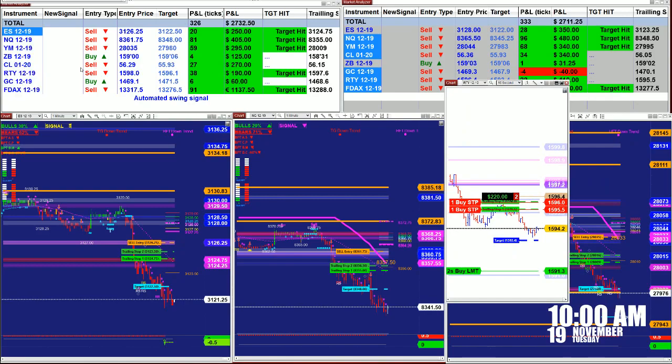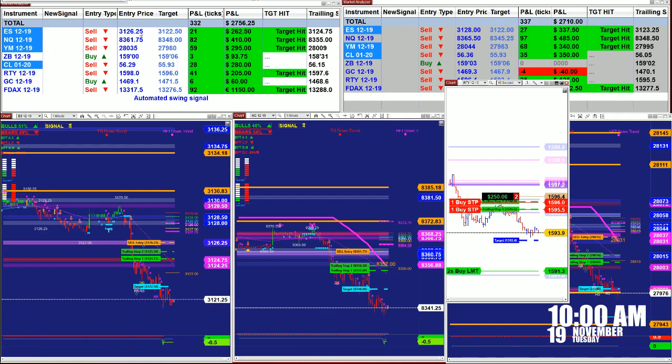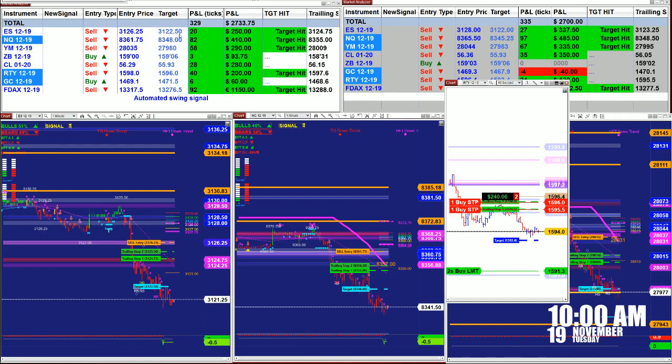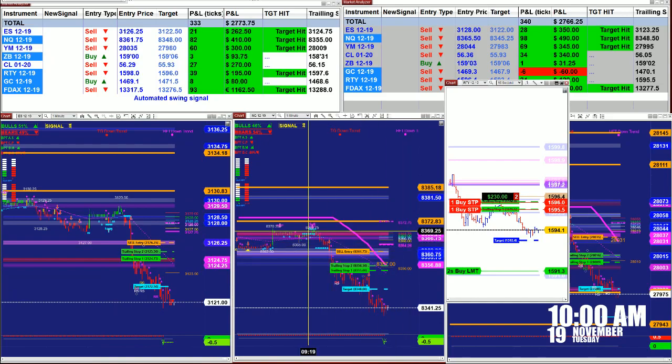On the left corner, it is the swing trading based on 1 minute. And then as an example, like the scalper, you have an ES sell at 3126.25, target 3122.50, 20 ticks based on 1 contract, target hit, as you see on the ES, target hit.